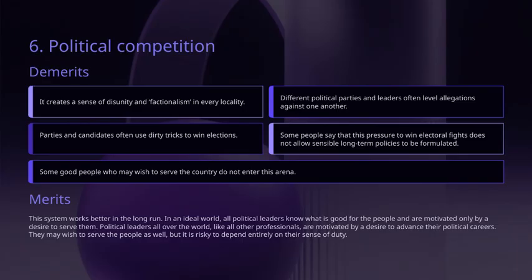Let's talk about the demerits of political competition first. One of the main issues is that it can create a sense of disunity and factionalism in every locality. Instead of working together for the common good, communities sometimes become divided along party lines. Additionally, parties and candidates often resort to dirty tricks to win elections, which can undermine the integrity of the process. This environment can discourage good people who genuinely want to serve the country from entering politics, because they might see it as a corrupt or unfair arena.